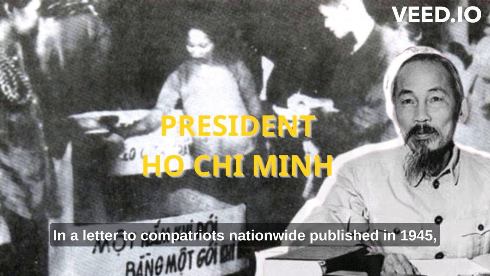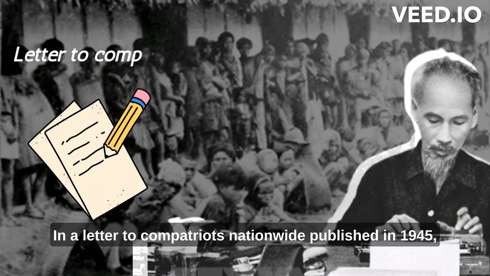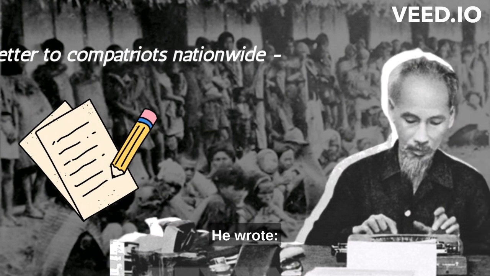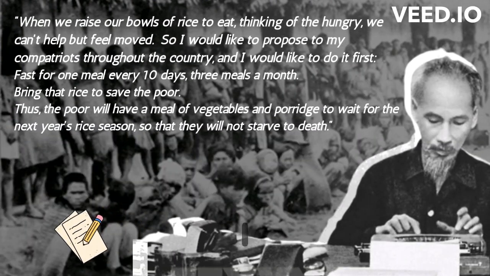In a letter to compatriots nationwide published in 1945, he wrote, "When we raise our bowls of rice to eat, thinking of the hungry, we can't help but feel moved. So I would like to propose to my compatriots throughout the country, and I would like to do it first, fast for 1 meal every 10 days, 3 meals a month and bring that rice to save the poor."